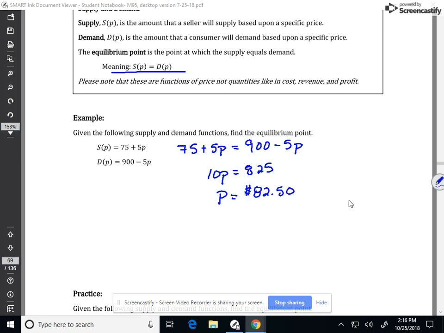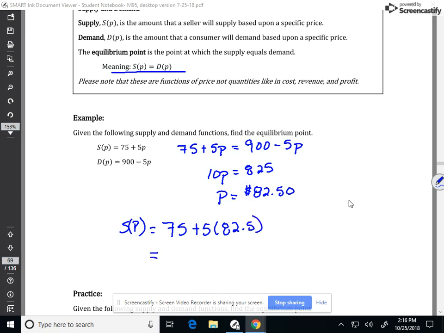Now, it's a point, right? So equilibrium point means that there are two quantities that make it up. It's an ordered pair, and the price is always the x coordinate, and now I need to come up with the quantities associated with that price. So all I need to do is take that value for P and substitute it back into either equation. It does not matter. So I'm going to do the supply equation because it's the first one. Again, it does not matter which one I use.